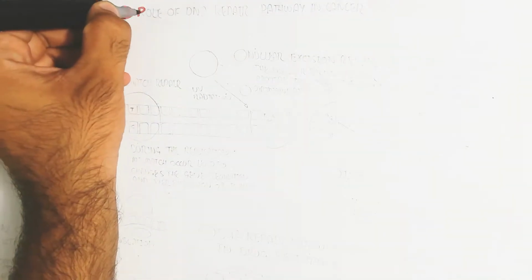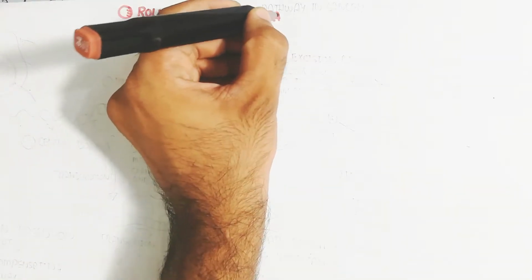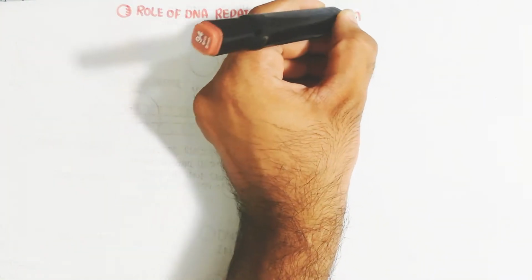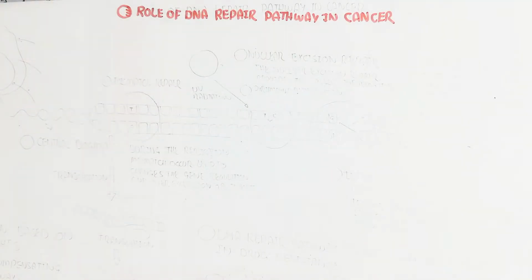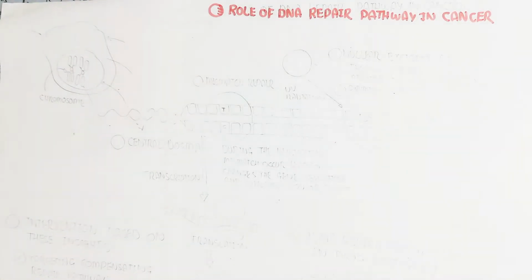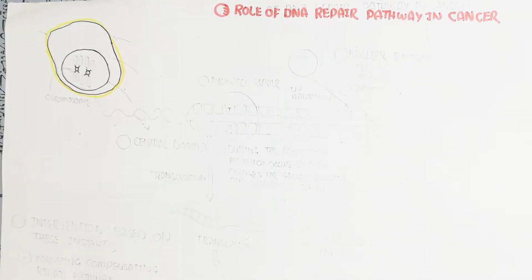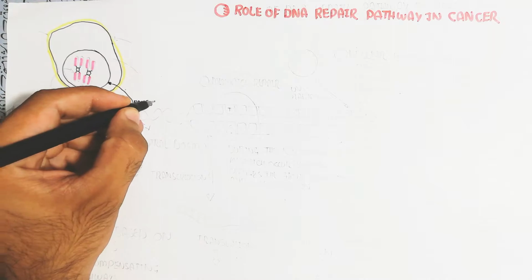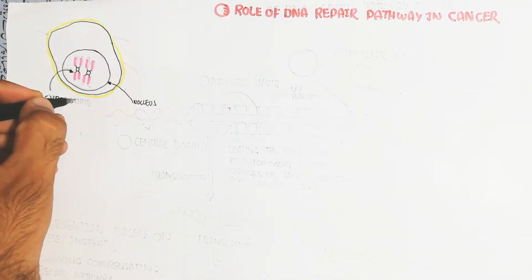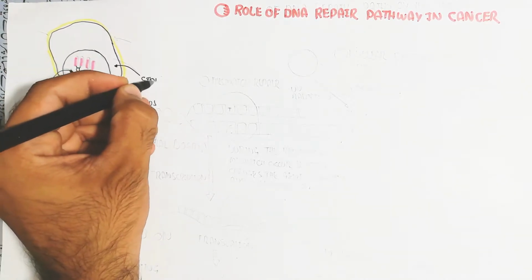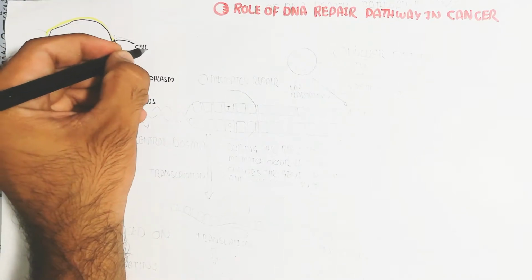Hello, in this video we will discuss the role of the DNA repair pathway in cancer. In cancer, the DNA repair pathway gives adaptability for the cell to proliferate. So this is the cell, which contains the chromosome and the nucleus. Inside the nucleus are the chromosomes, and the cytoplasm is here, and this is the cell membrane.